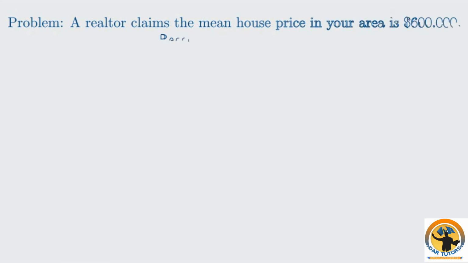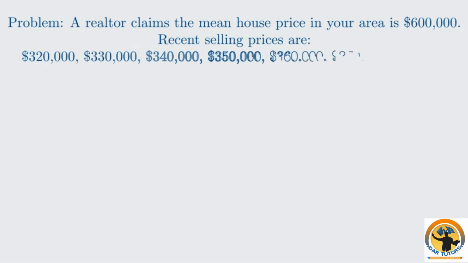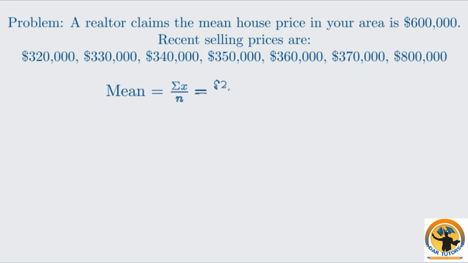Let's work through an IB-style problem to solidify this. A realtor is trying to convince you to sell your house quickly, saying that the mean house price in your area is $600,000. You investigate and find the recent selling prices. Let's calculate the mean, median, and mode for this data. The sum of these prices is $2,870,000. There are 7 houses, so the mean is $410,000.